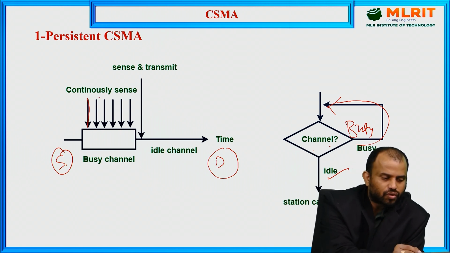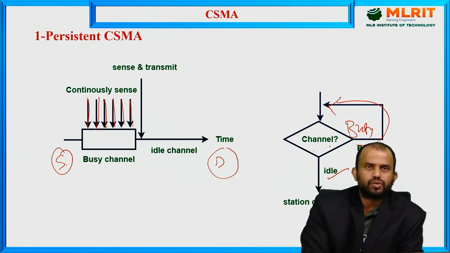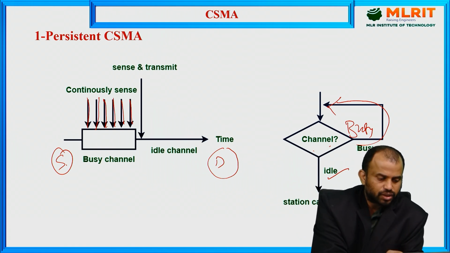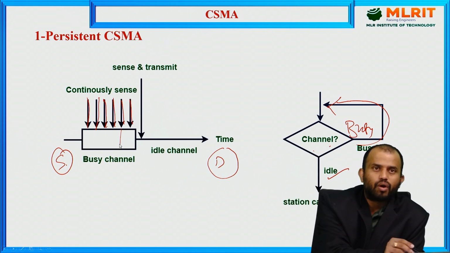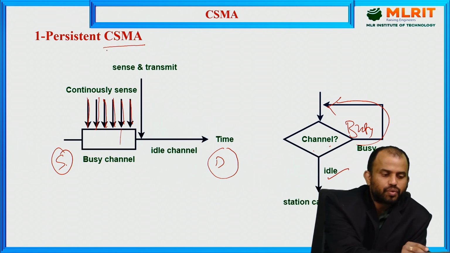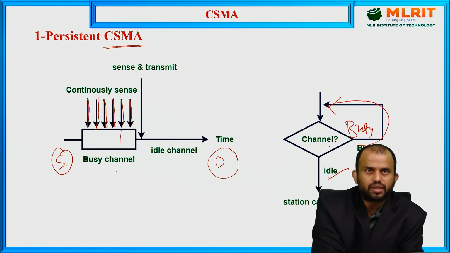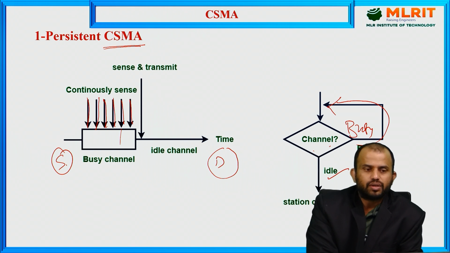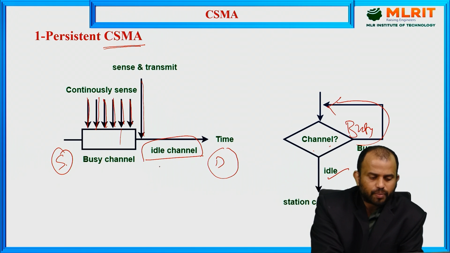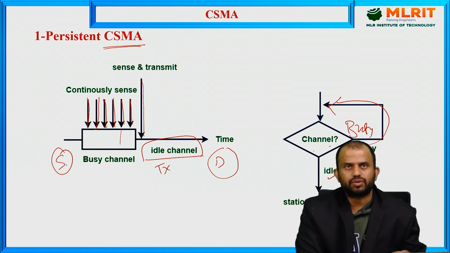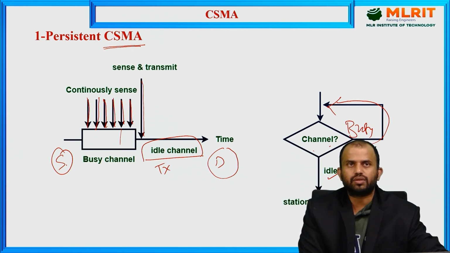We continuously sense the channel position, the status of the destination channel. If the destination channel is busy, we continue to monitor it, which means we carrier sense the status of the destination channel. If the channel is busy, we wait a random amount of time until the status becomes idle, and only in the idle status are we able to initiate the transmission. That we call one-persistent transmission of information, the one-persistent carrier sense multiple access mechanism.